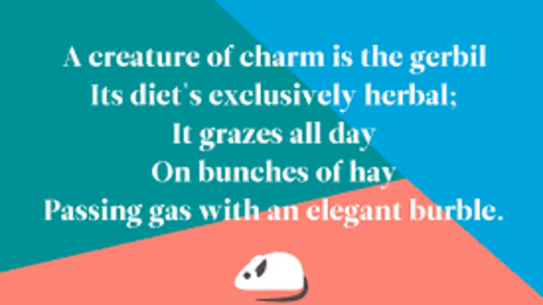Another really funny limerick I found is this one. A creature of charm is the gerbil. Its diet's exclusively herbal. It grazes all day on bunches of hay, passing gas with an elegant burble. Gerbil is related to the mouse. It's in the rodent family. And its diet, what it eats, is herbal, so they eat plants. And by eating those plants all day, it really farts a lot and makes a weird noise, which I thought was really hilarious. So let's see what kind of limericks you can come up with. Good luck.